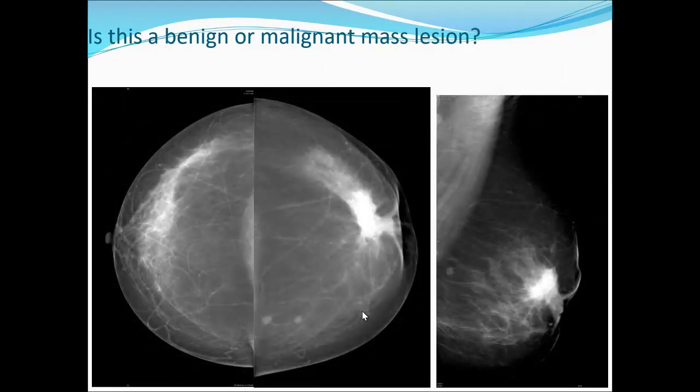Is it benign or malignant? Of course, it is malignant. We have here all the primary and secondary signs of malignancy. Dense mass, dense mass, surrounding architectural distortion, nipple retraction, skin thickening, areolar skin thickening, there is no diffuse skin thickening, and there is also an intramammary node here. We don't know if they are infiltrated or not, you must do ultrasound. So this is a malignant mass with all criteria, primary signs and secondary signs.